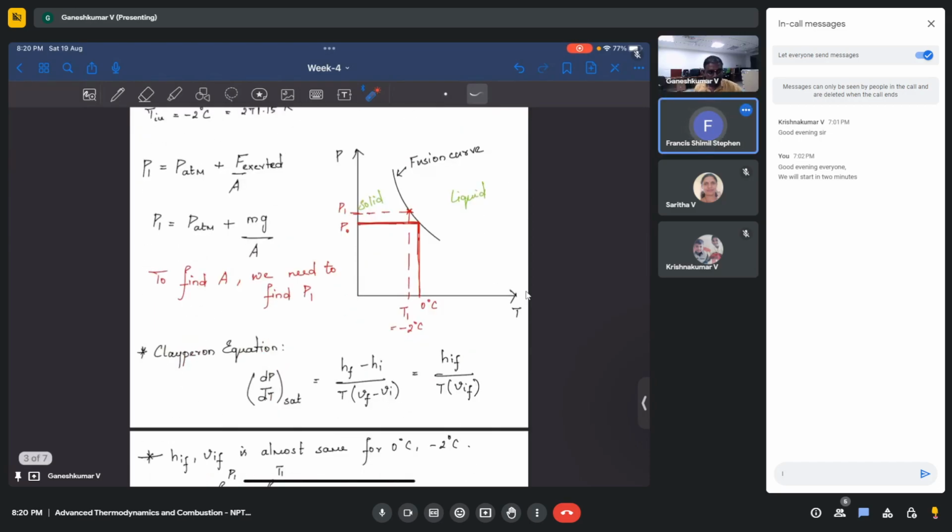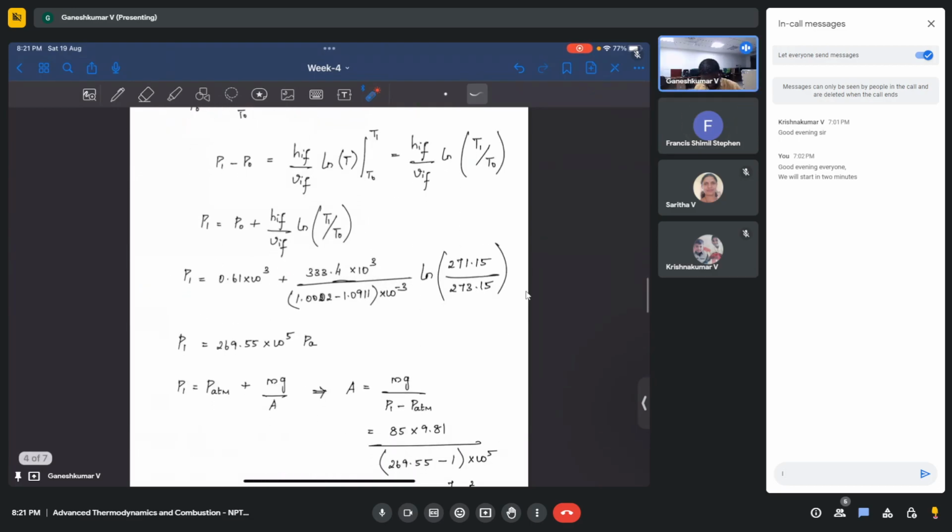You are right. So that pressure, we then equate the pressure with the mg value and the atmospheric pressure and find out the minimum area. So that is the maximum pressure you can apply. So this 269.55 bar is the maximum pressure you can apply. So if that is the maximum pressure you can apply, what would be the area? You are just finding it.